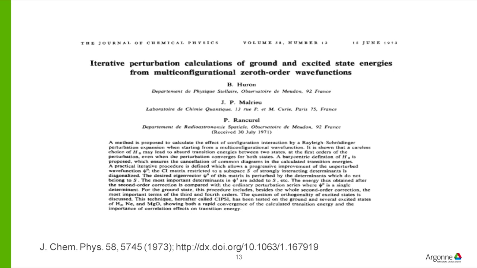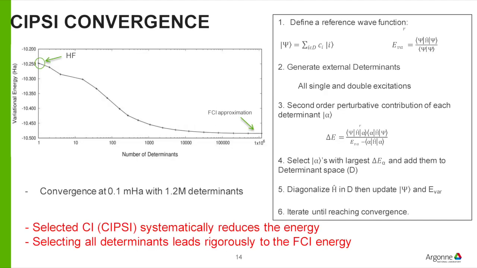And this is where they wrote, so this is called selected CI, and their version, or their way that they do it, is iterative perturbation calculation. It's selected configuration interaction perturbatively and iteratively selected. So it's a horrible name, but it's CIPSI, for CI, psi for configuration interaction wave function. How does it work? So it's relatively simple.